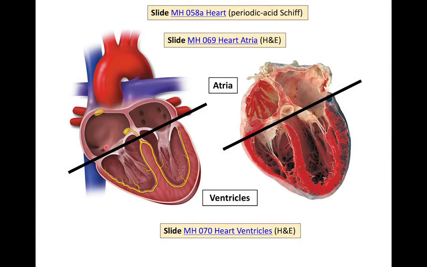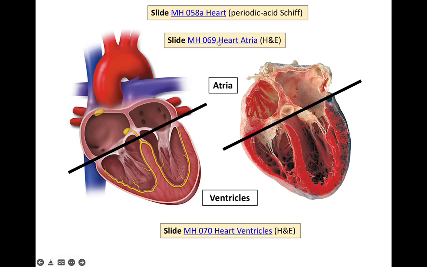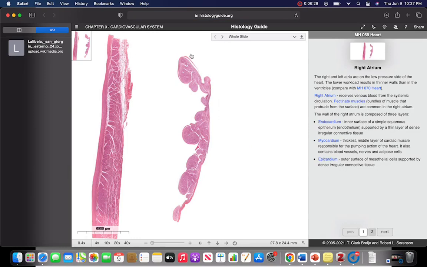As you know, the heart has 4 chambers. We have the right atrium, left atrium, right ventricle, and left ventricle. Generally, when we see the atria, the wall is thinner than the ventricles. But it contains these 3 layers: the endocardium, myocardium, and epicardium. So first, let's see the atria. This is the right atrium, and this one is the left atrium. You can see the difference in the thickness of the 2 atria.